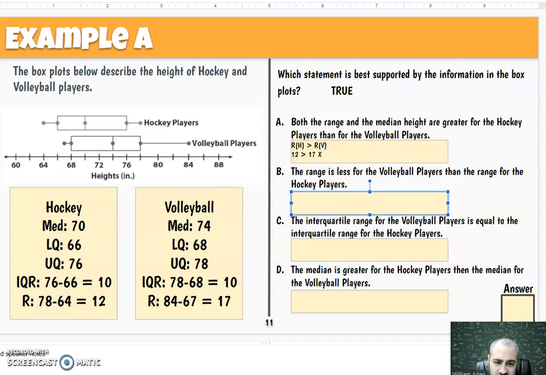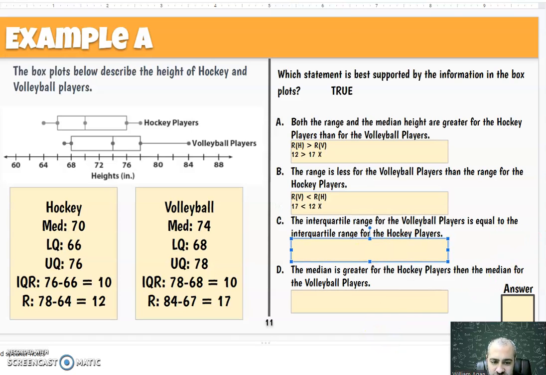Okay, B says the range is less for volleyball players than the range for the hockey players. Okay, so they're saying that the range for the volleyball players is less than the range for the hockey players. Okay, so the range for the volleyball is 17, and the range for the hockey is 12. Is 17 less than 12? No, it is not. That is another false statement. And if you look at it, really, that's the exact same thing that we did in A. It's just backwards.